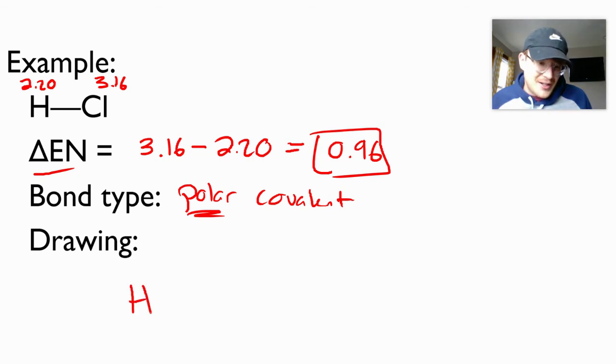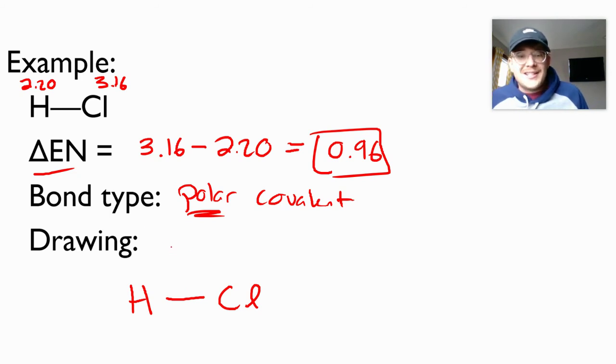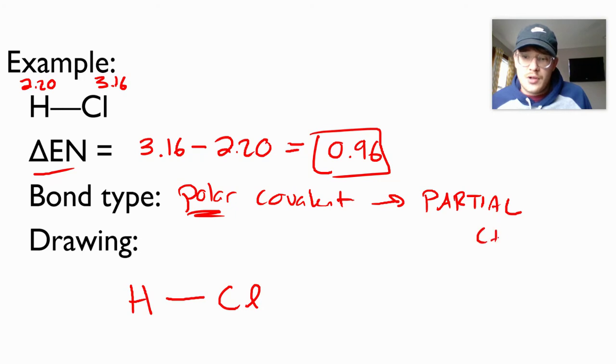So the last thing I need to do is I need to draw this. So I've got my bond down here, and the way I'm going to draw it is I just need to show the charges now. Well, because this is polar covalent, that means that I'm going to have partial charges, okay? Which means one of them is winning more than the other, okay? If it's polar, one is winning. Well, which one is winning? Which one is having a stronger pull on the electrons?